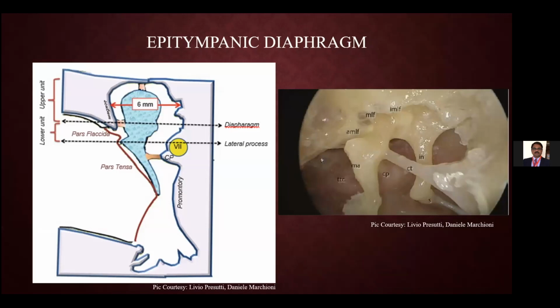Okay. So epitympanic diaphragm I was discussing. This is a partition which is present between the mesotympanum and the attic, and it divides the attic into two units, the upper unit and the lower unit. The lower unit is mainly the Prussak's space, which is here around the neck of the malleus, and the upper attic has a lot of spaces, which we'll study in the coming slides.